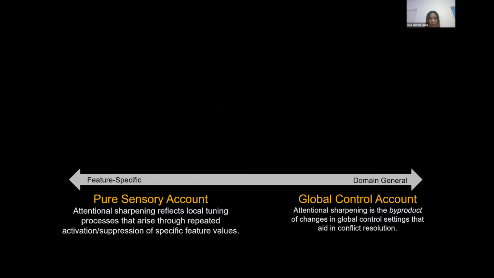In this current research, we want to investigate the mechanism of attentional sharpening with color stimuli. Specifically, is this sharpening due to local tuning processes, or does it reflect the global control of conflict monitoring?